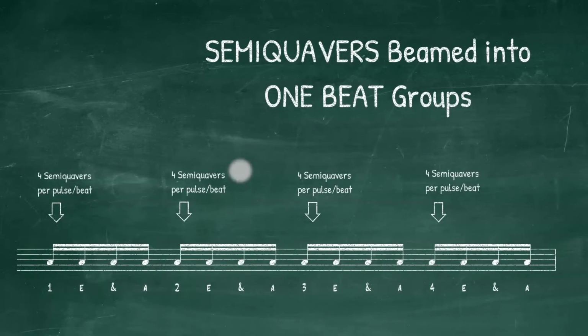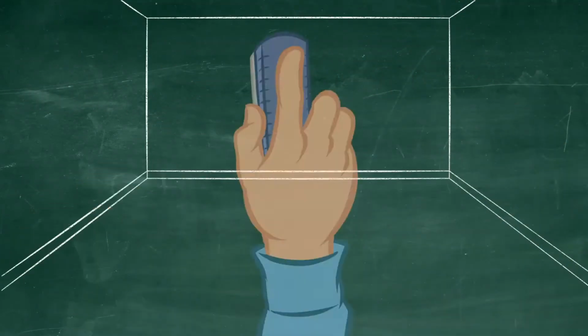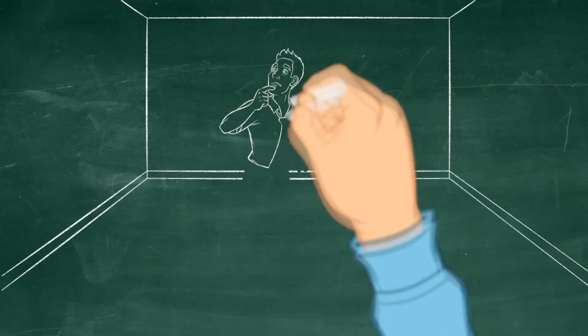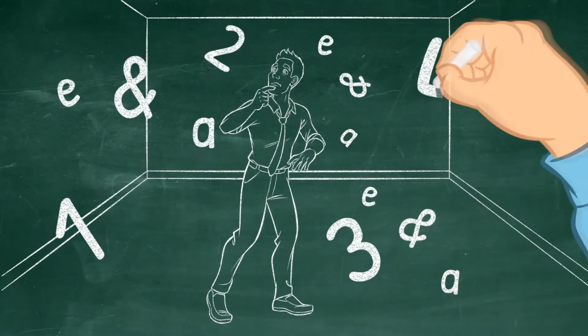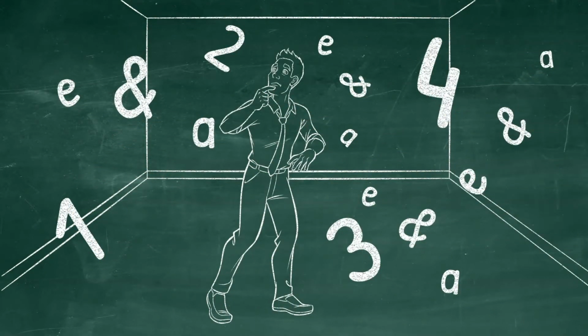1 E and a 2 E and a 3 E and a 4 E and a 1 E and a 2 E and a 3 E and a 4 E and a 1. That really is a bit of a tongue twister. For this video, we don't really need to explore the 16th notes any further. We'll look at them in more depth later on.